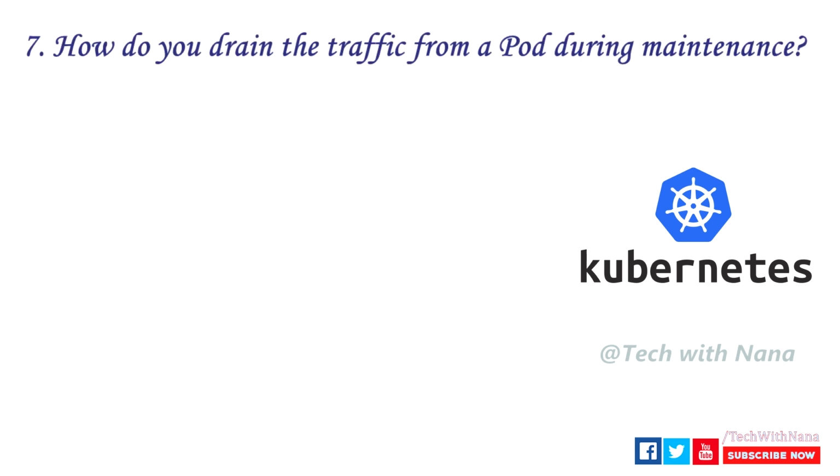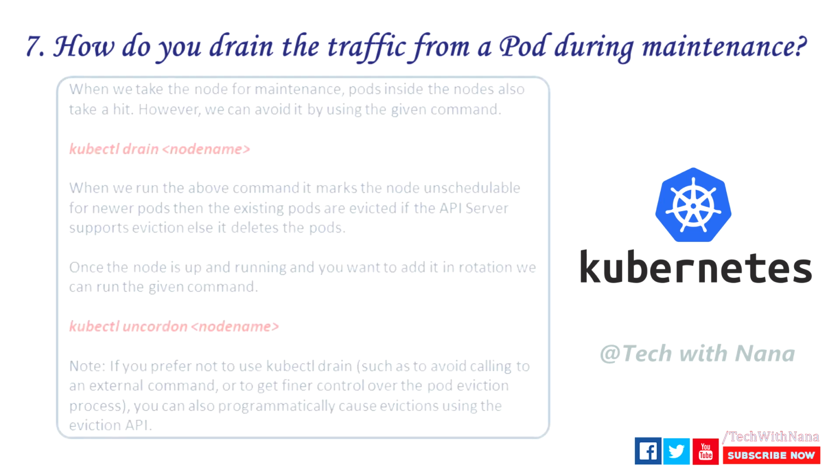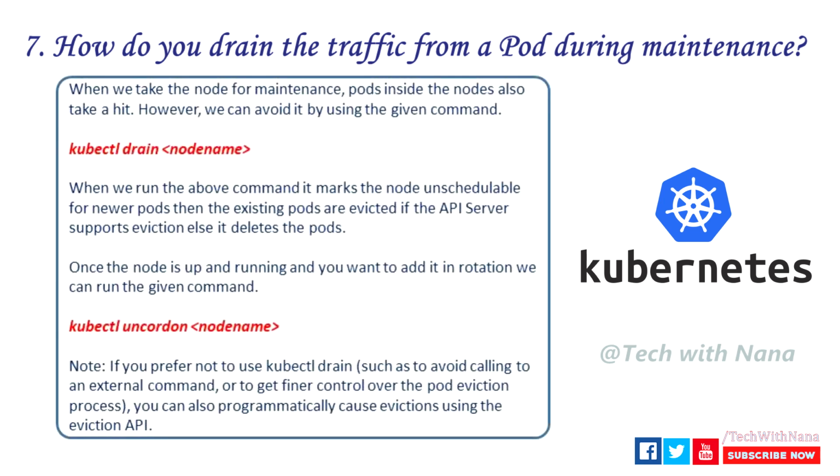How do you drain the traffic from a pod during maintenance? When we take the node for maintenance, pods inside the node also take a hit. However, we can avoid it by using the below command. kubectl drain node-name. When we run this command, it marks the node unschedulable for newer pods, then the existing pods are evicted if the API server supports eviction, else it deletes the pods. Once the node is up and running and you want to add it back in rotation, we can run the command given here: kubectl uncordon node-name.